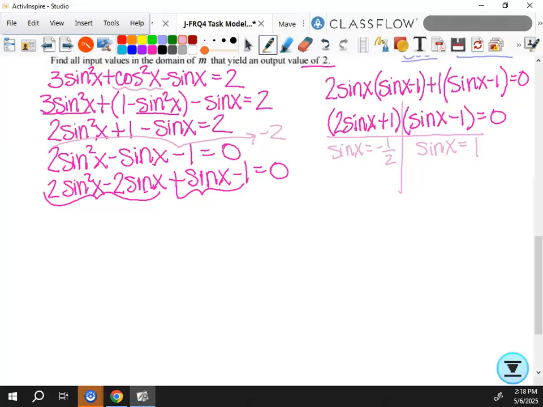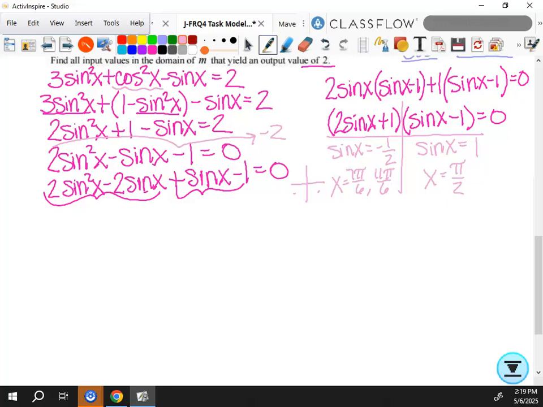Now, sometimes these questions ask me for my answers on an interval from 0 to 2 pi. This one doesn't. It says all of them, which means that it's going to have a k thing in it. But I'm just going to go ahead and figure out what my values are first. So sine of x equals negative 1/2. Sine is negative here and here. The angle that gives me a sine value of 1/2 is pi/6. So that will be 7 pi/6 and 11 pi/6. And then the angle that gives me a sine value of 1 is pi/2.